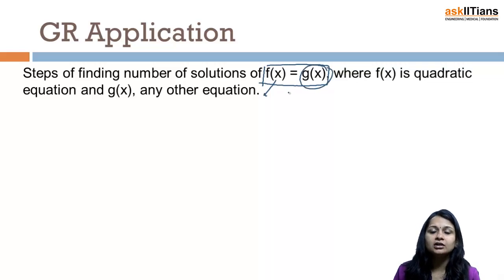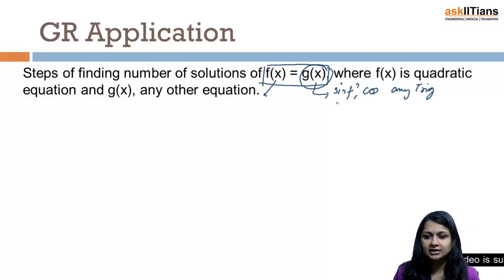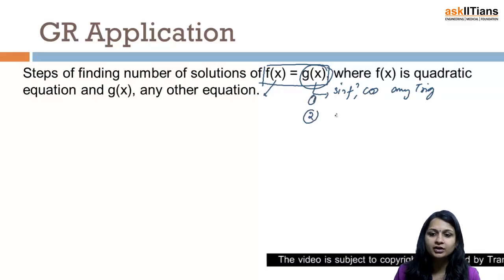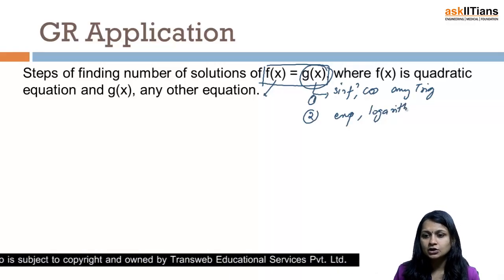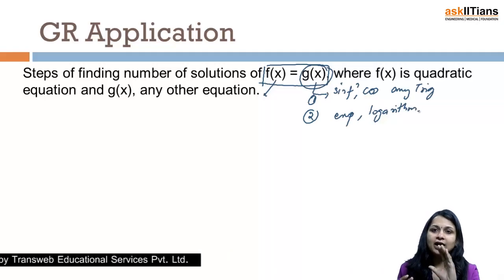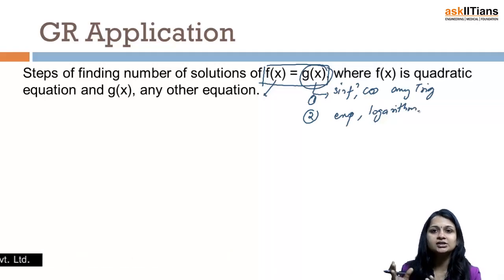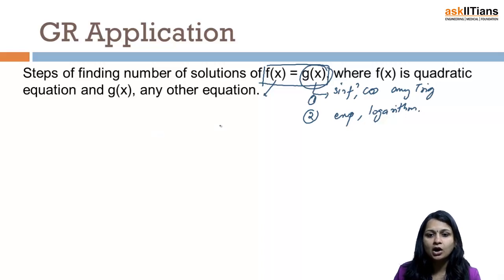Now what kind of g(x) is possible? We can have, suppose, a sine function, cos function, any trigonometric function. Then the second case is you can have exponential functions, and you can have logarithm functions. So that means f(x) is quadratic and g(x) is any function other than quadratic. So how to find solutions for them?